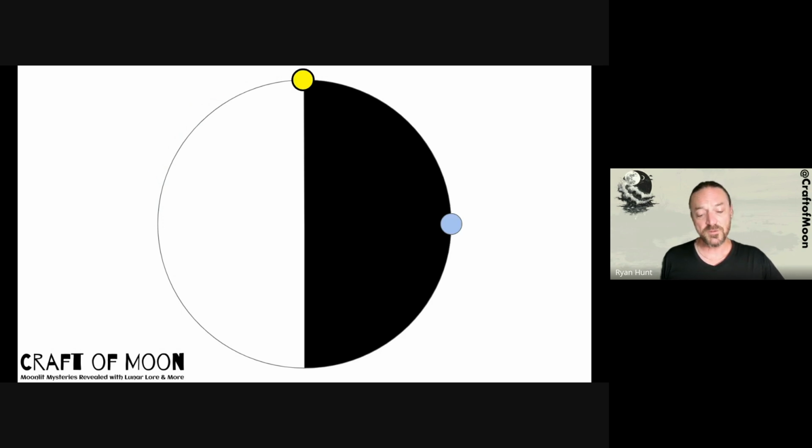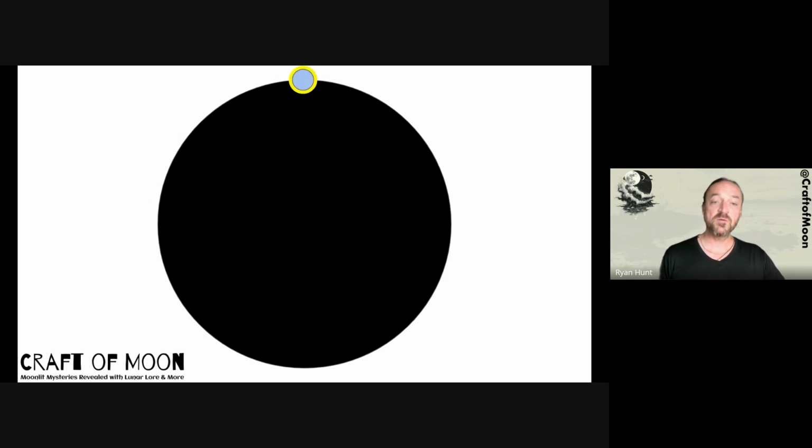And the third point is the third quarter. This is when the other side of the moon becomes light and the other side becomes dark. The light and dark switches places on the moon as the moon continues to travel along her orbital path. And then we come back to the dark moon, completing the cycle in its entirety.